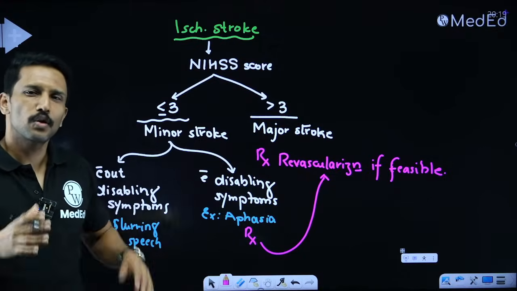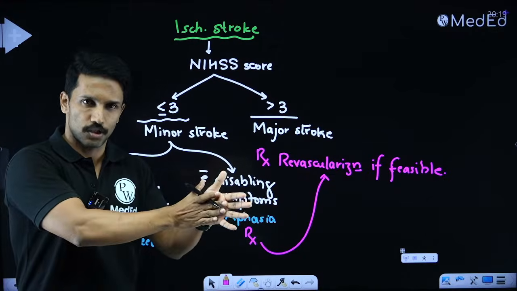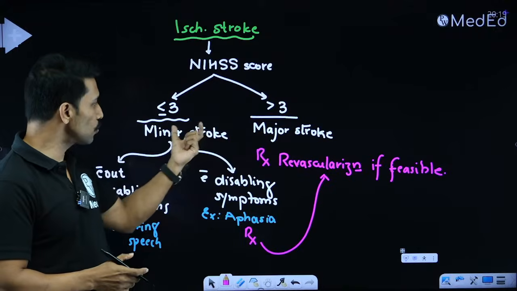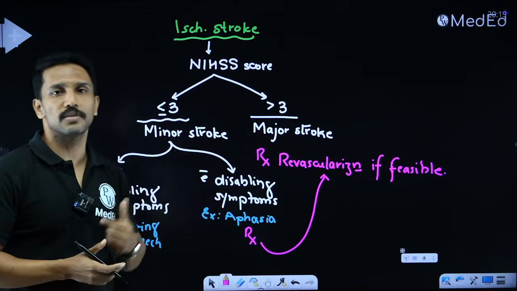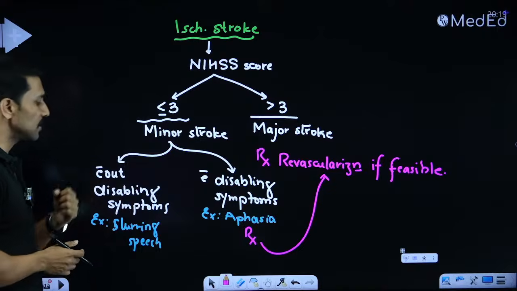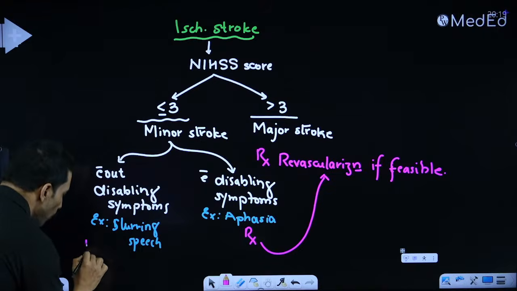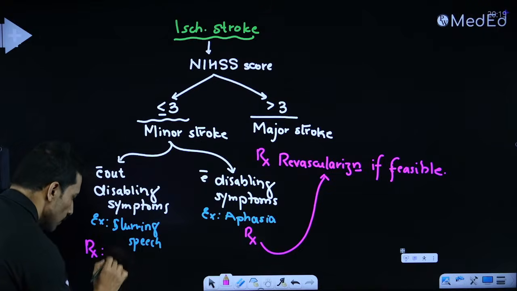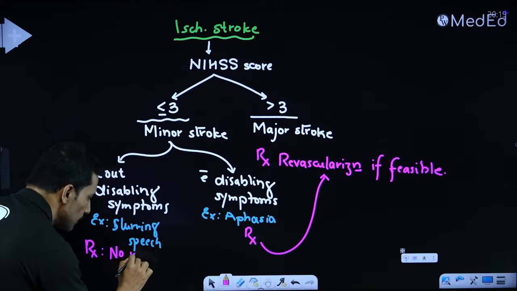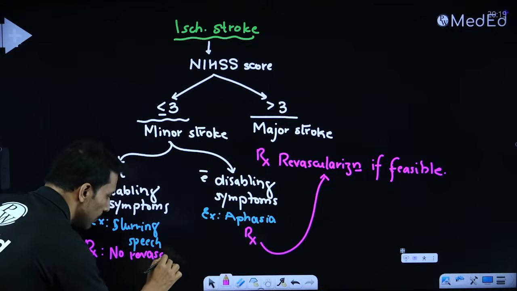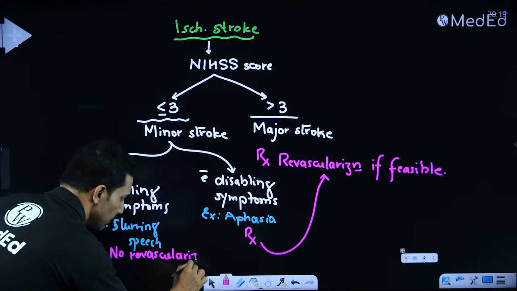So can I say two sets of patients go for revascularization? Those who have major strokes and those who have minor but disabling symptoms. And those who don't have disabling symptoms, we don't go for any revascularization therapy. They don't need it. The benefit is less, so we don't go for revascularization therapy.